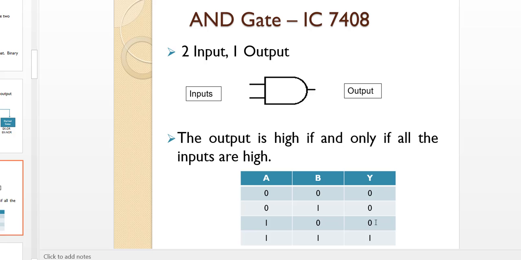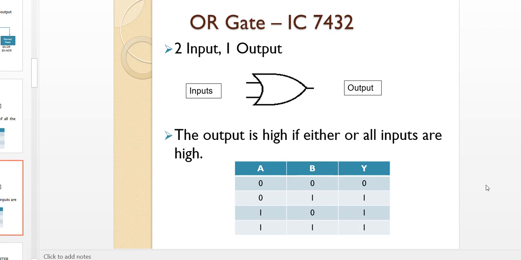The output is high if and only if all the inputs are high. You have to analyze like this. Yes, is it clear? Yes, very simple. Let's go for the next gate, OR gate. OR gate IC number is IC 7432.